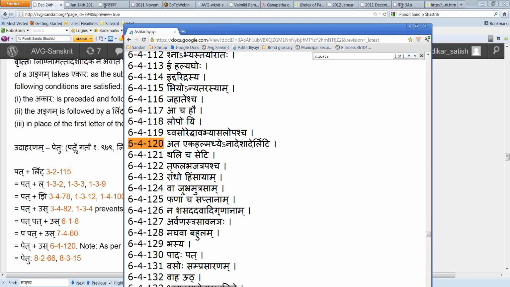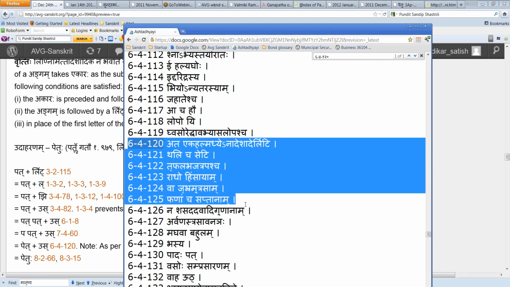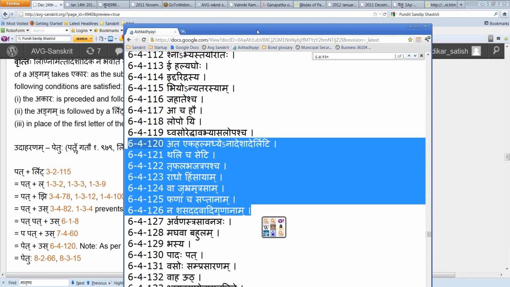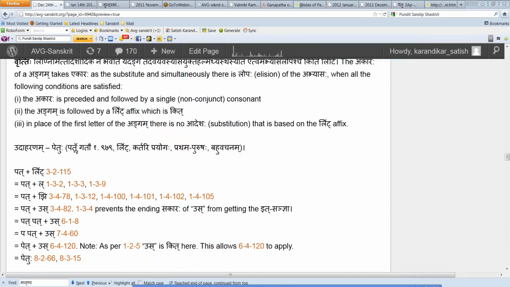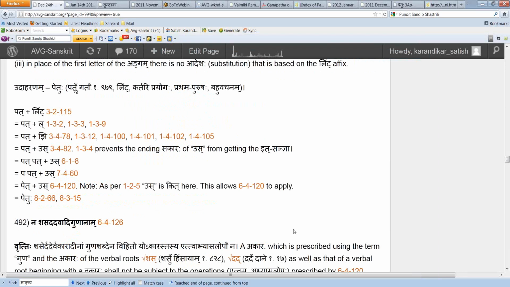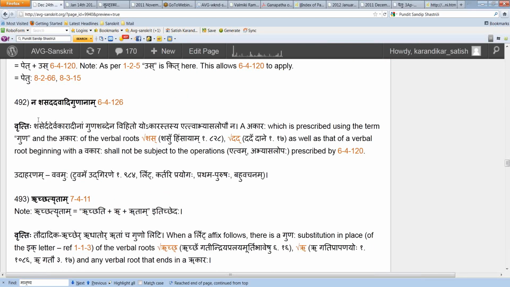And of course we'll not be taking every sutram in the class, but that's the section. Okay, so the first sutram, let's look at now 6.4.126. It says na. So na means this is a Nisheda Sutram. Praptasya Nishedaha. Praptasya Nisheda means 6.4.120 would have been applicable. In these cases, it's now being stopped by 6.4.126.